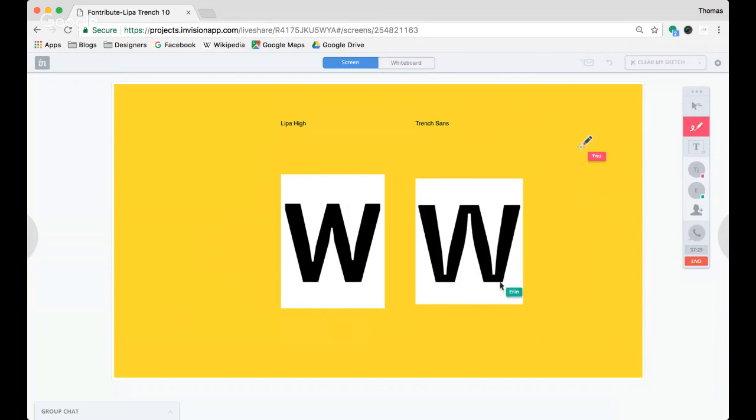Wow, they dig so much deeper than the Lipa High. So we're able to have a slightly wider W. And I have a feeling in text, it's going to seem a lot clearer because there's going to be a lot more definition. It's going to be a little bit muddier.